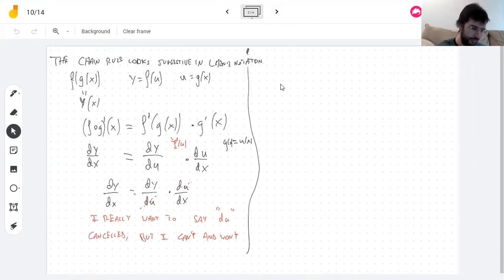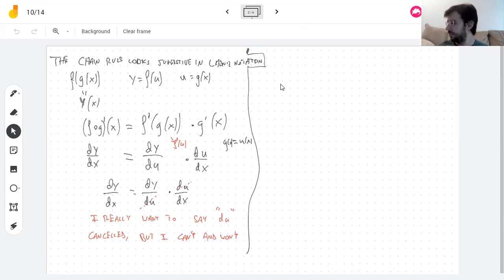Look at a lot of examples and eventually, basically, whenever anything is plugged into anything else is when you use the chain rule.